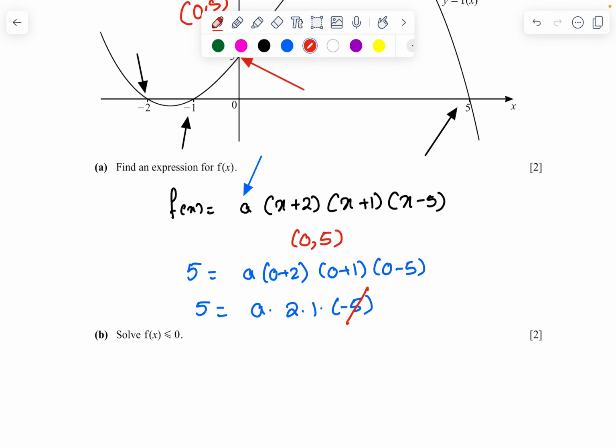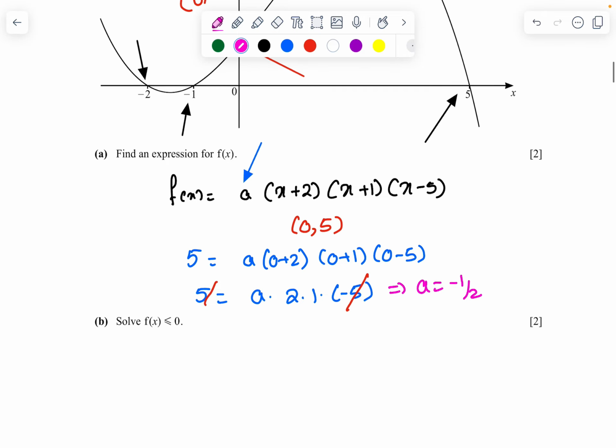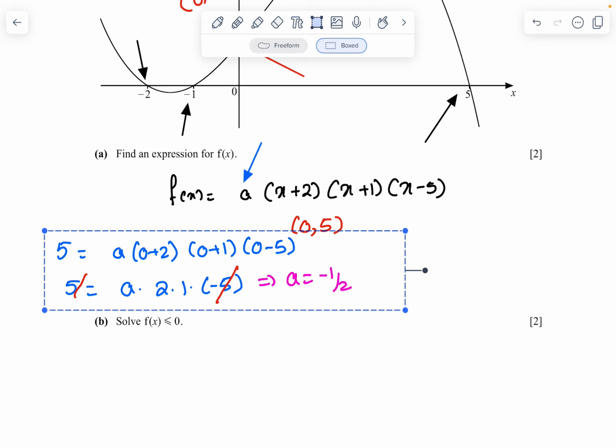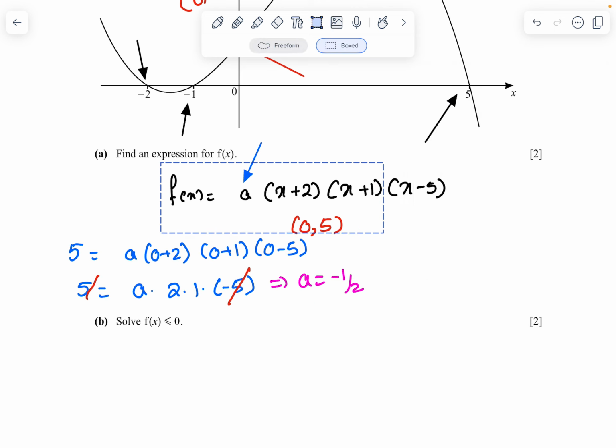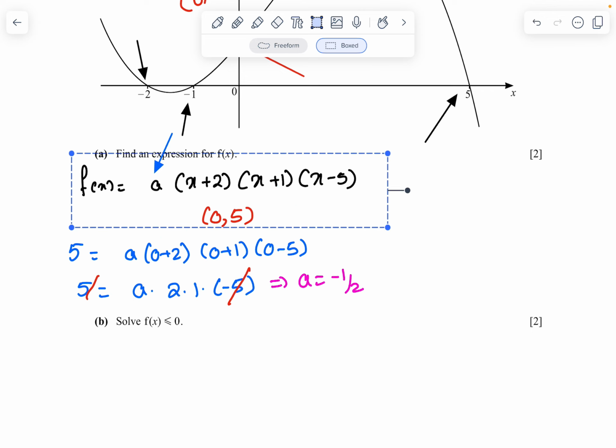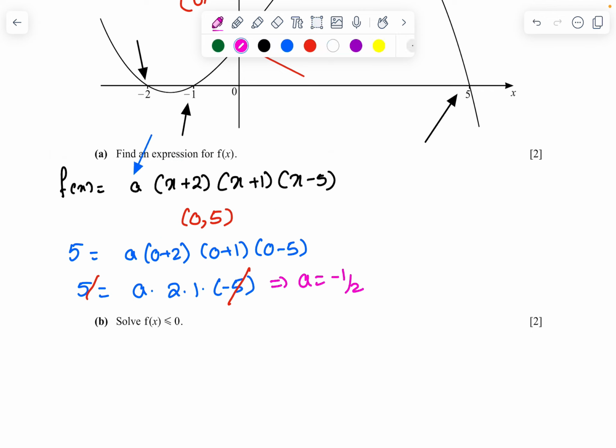So we can see that 5 and 5 get cancelled. This will give me the value of a as -1 by 2. So what is going to be the answer? If I move this to this side, and this entire thing over here, the final answer is f of x equals -1 by 2 times (x plus 2) times (x plus 1) times (x minus 5). That's going to be the answer.